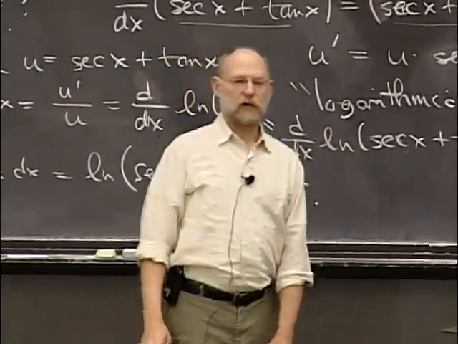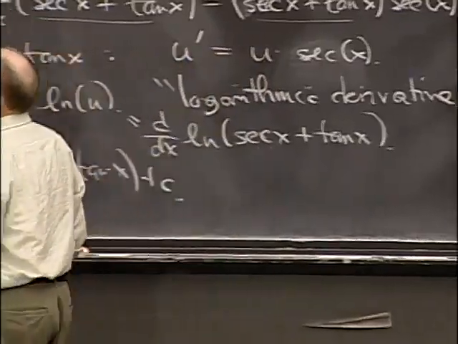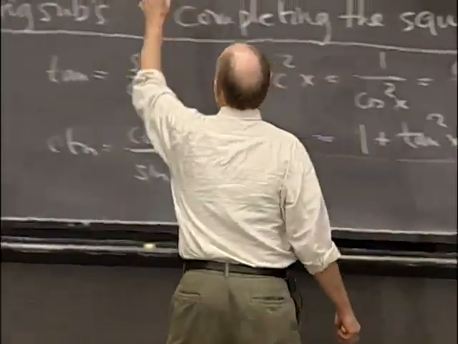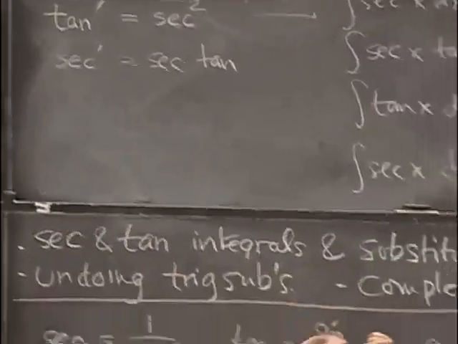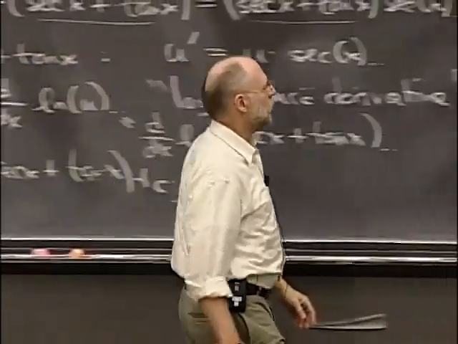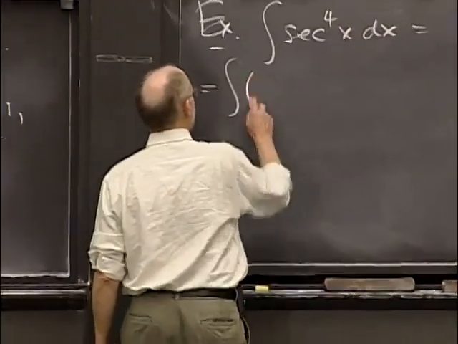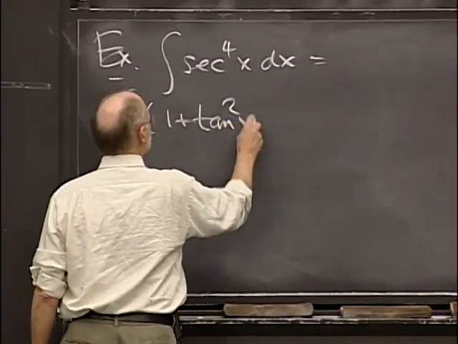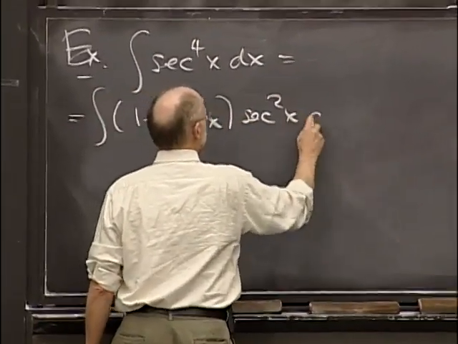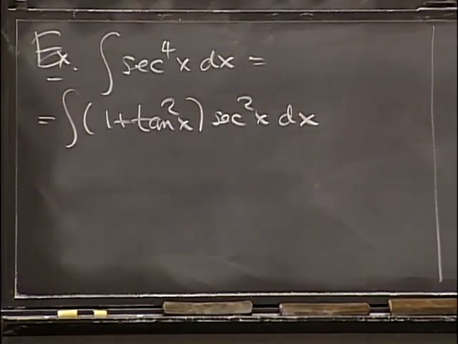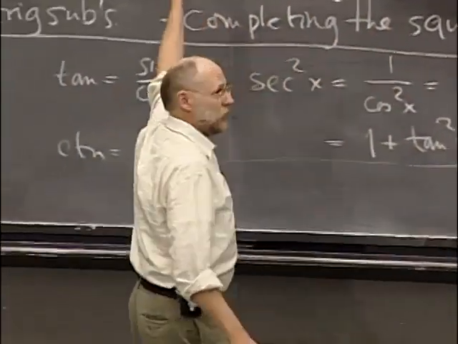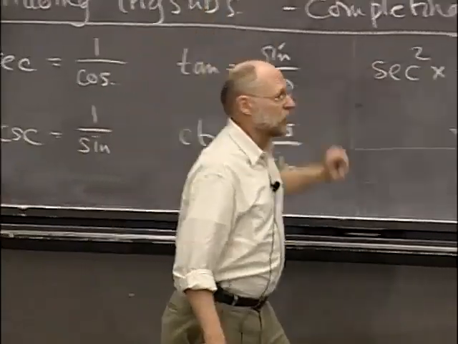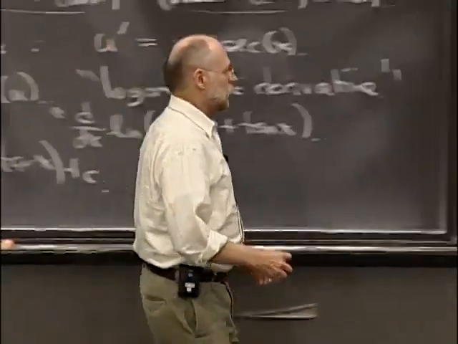Well, there are too many secants there for me, so let's take some away. And I can take them away by using that trig identity, secant squared is 1 plus tangent squared. So I'm going to replace 2 of those secants by 1 plus tangent squared. That leaves me with 2 left over. Now, there was method to my madness, because I've got a secant squared left over there, and secant squared is the derivative of tangent. So that suggests a substitution.